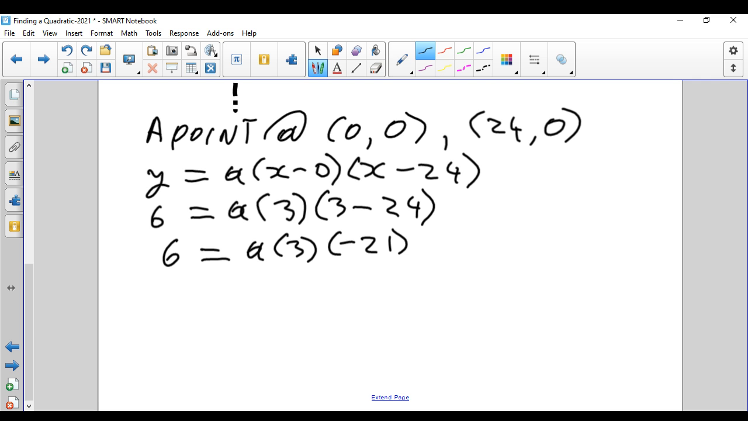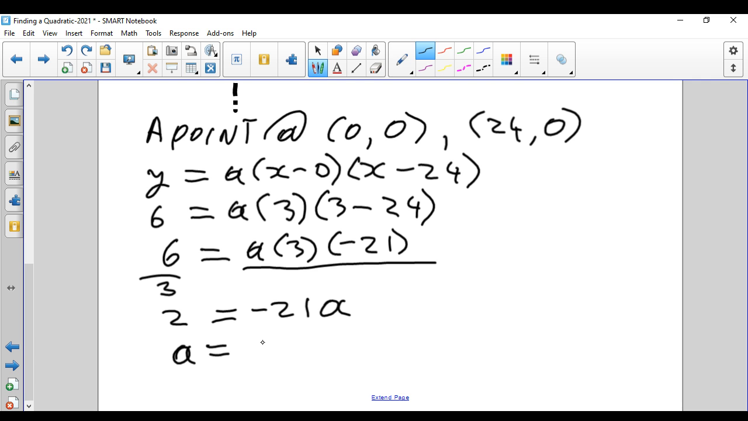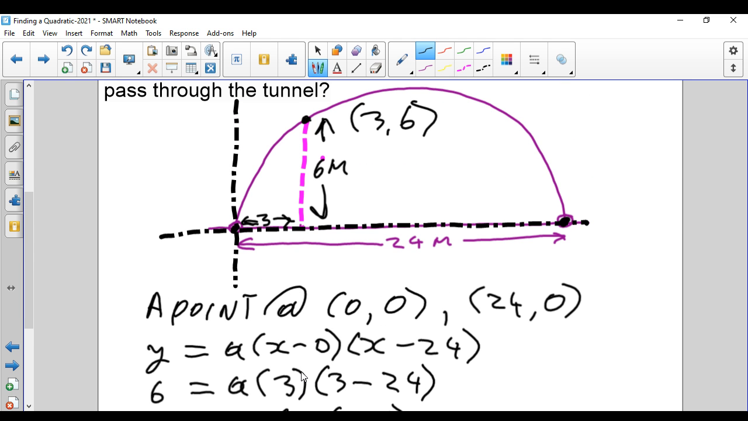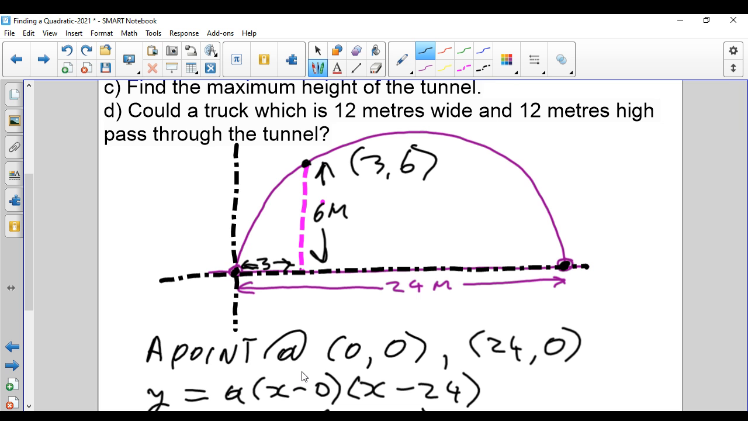And how about if we, okay, let's do this. Let's divide both sides of this equation by 3. All right, so if we did that, then we'd have minus 21a is equal to 2. 3 divided by 6 is 2. And therefore a is equal to, let's say, minus 2 over 21. Now, hopefully that doesn't surprise you that this is negative. It should be negative because this parabola is turned down.